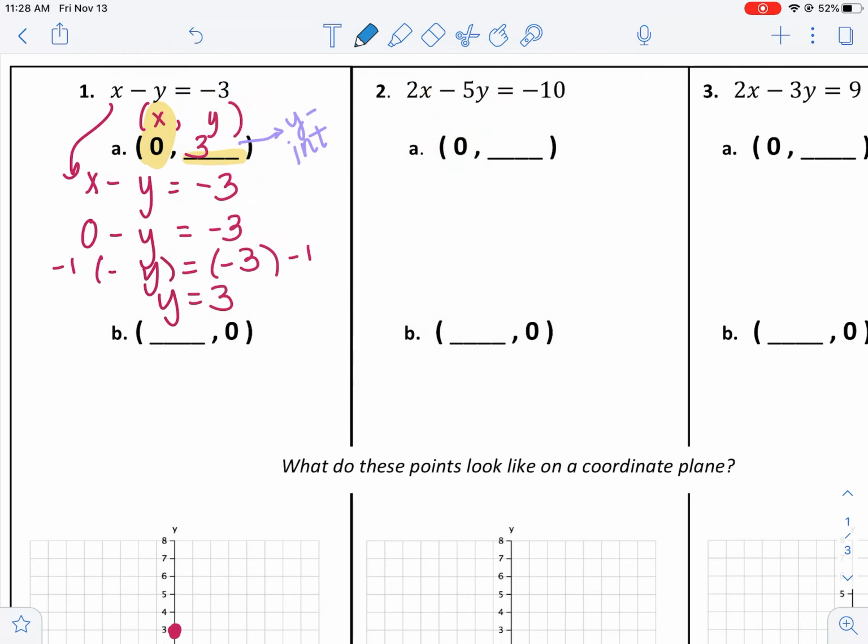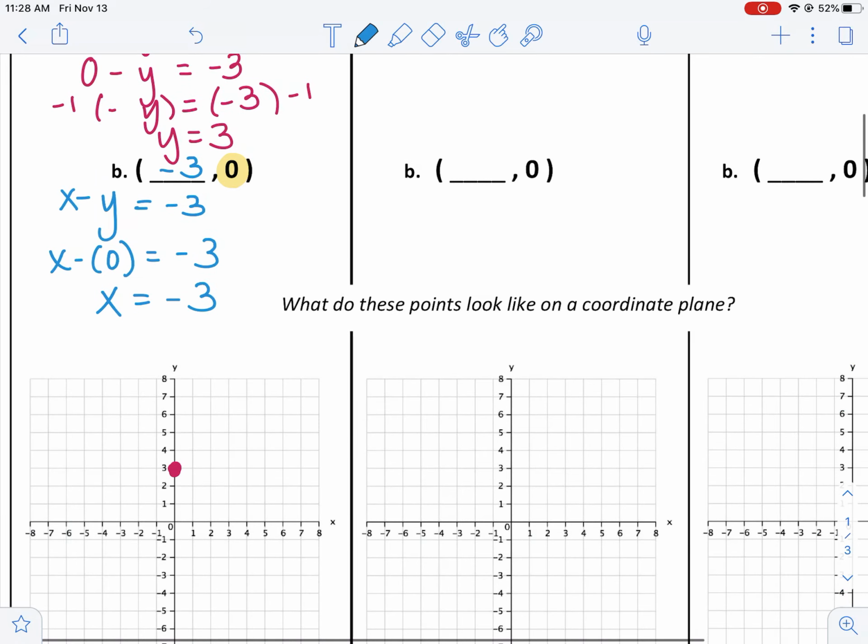Well, opposite of that, we are now going to take x minus y equals negative 3, and now we have 0 as the y value, we're going to replace that y with 0, okay? Now let's look. x minus 0, that's just x, so x equals negative 3. So what we just did was we just found 2 points on our graph, in which I can draw a line through to connect, and now I have my graph.